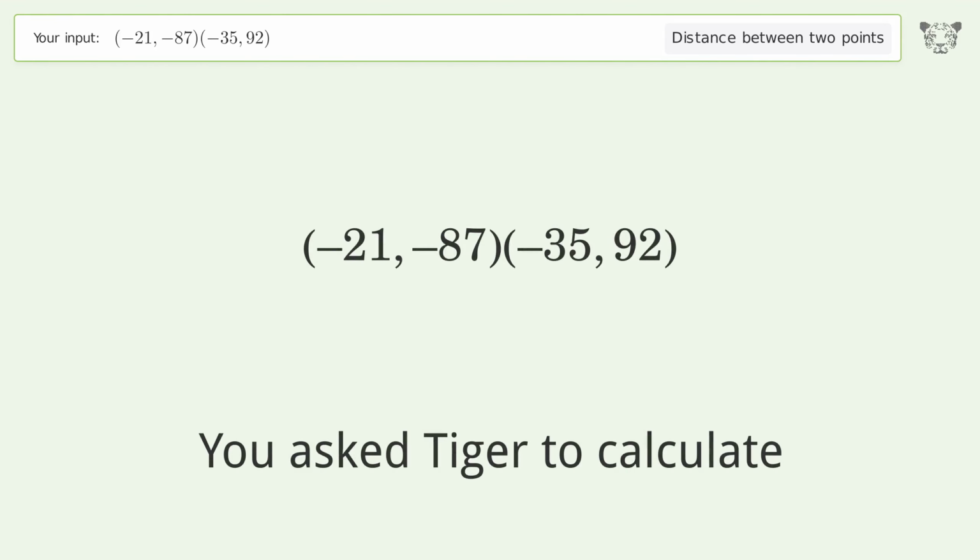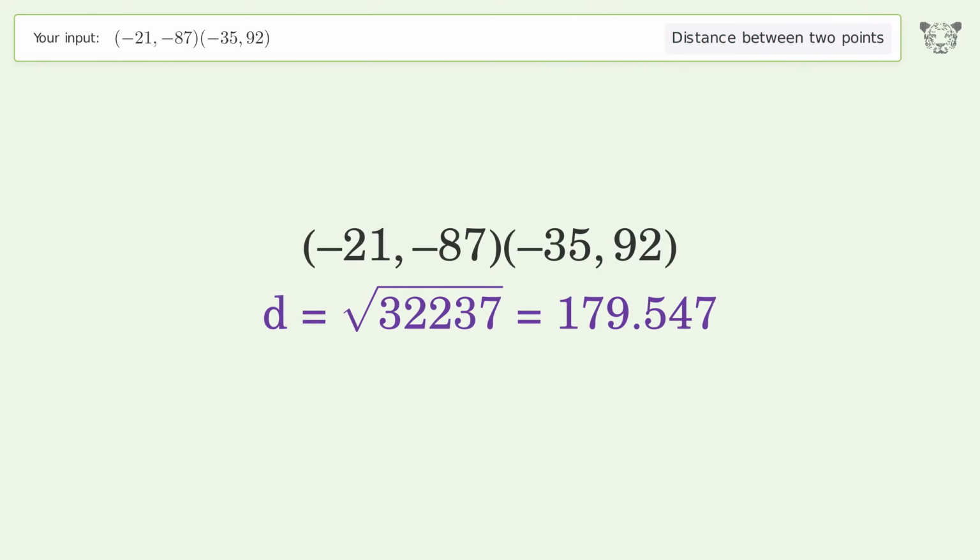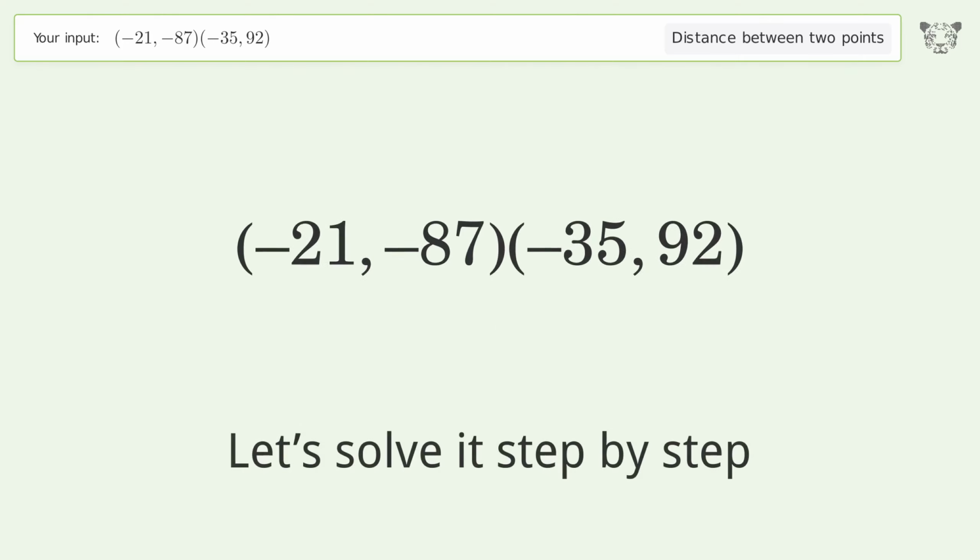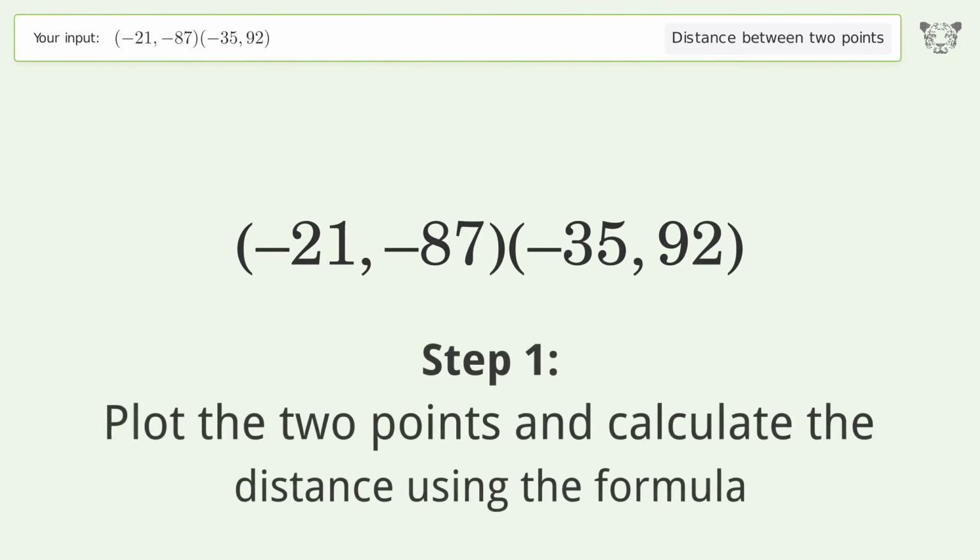You ask Tiger to calculate. This deals with the distance between 2 points. The distance between the 2 points is the square root of 32,237, or 179.547. Let's solve it step by step. Plot the 2 points and calculate the distance using the formula.